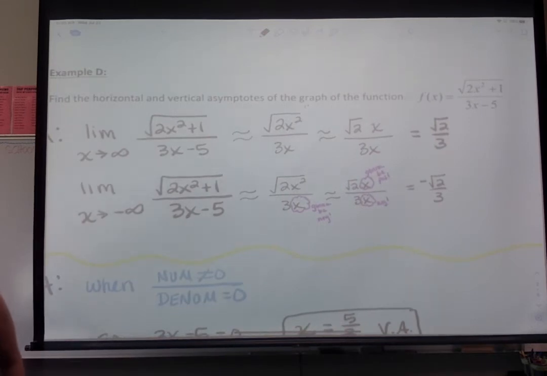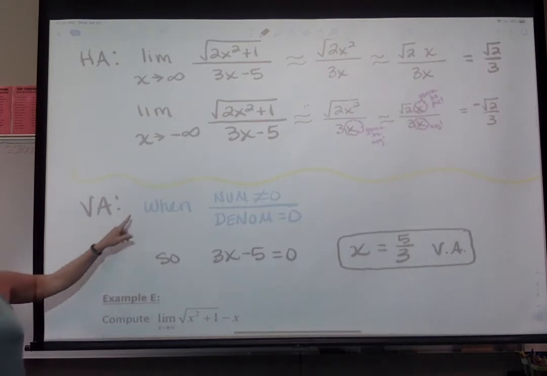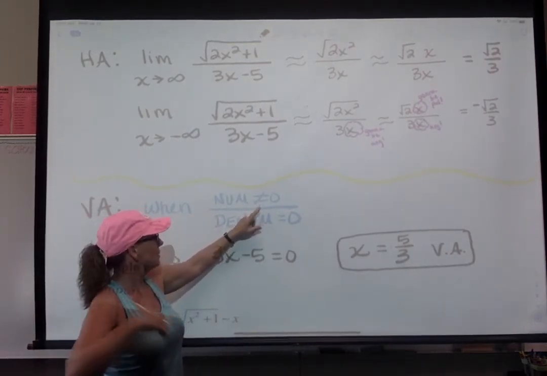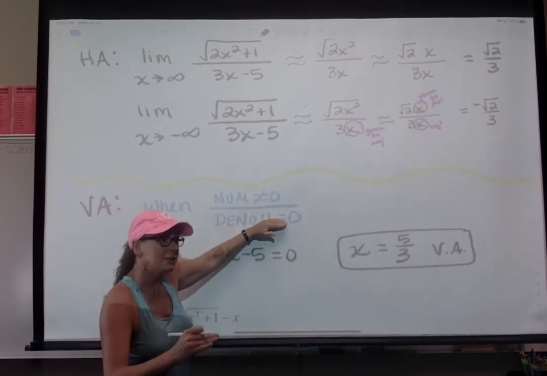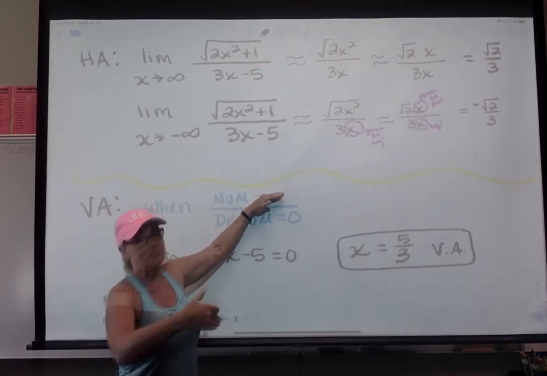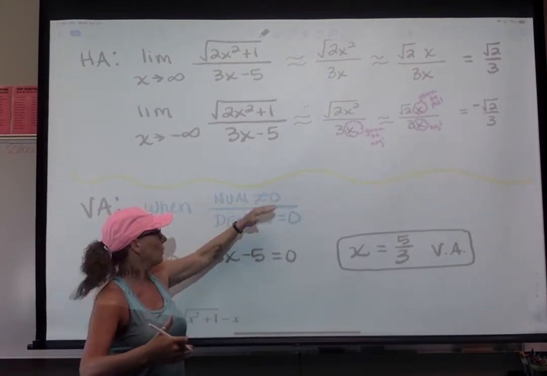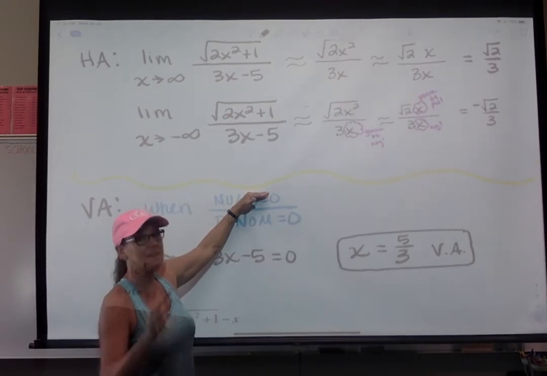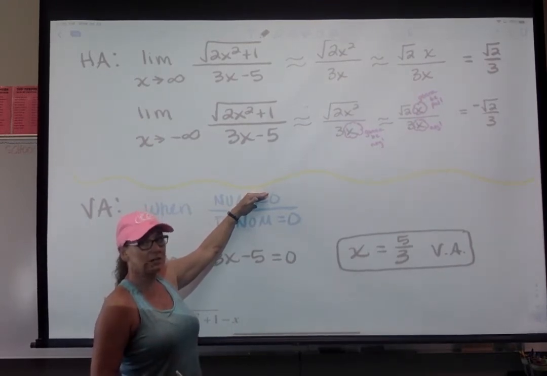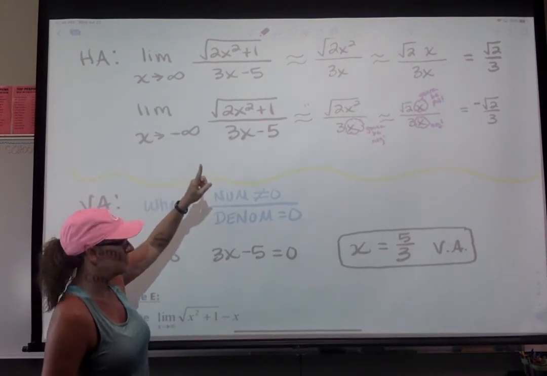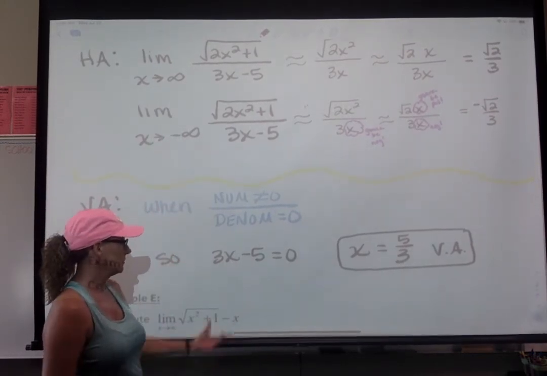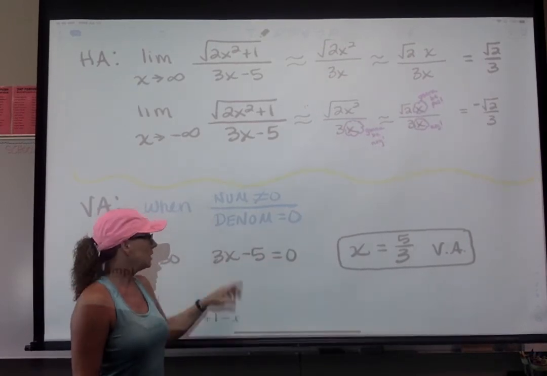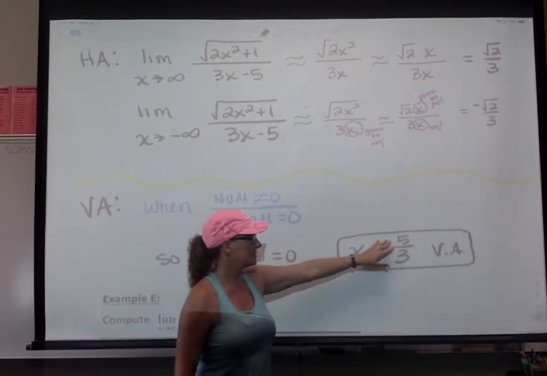Okay, moving on. Vertical asymptote. Remember that I mentioned this in a previous video. When your denominator and your numerator are both 0, that's the hole in your function. When it's just your denominator but not your numerator equaling 0, that's a vertical asymptote. So how do you find a vertical asymptote for this function? Totally easy. Find when your denominator is 0. My denominator is 0 when x is 5/3.